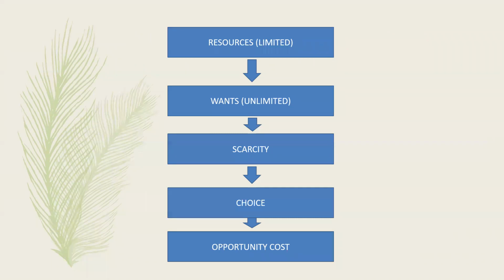This is just a little diagram that I summarized in point 4. We have resources being limited, wants unlimited, scarcity. We have to make choices. And when we make a choice, we have opportunity cost.